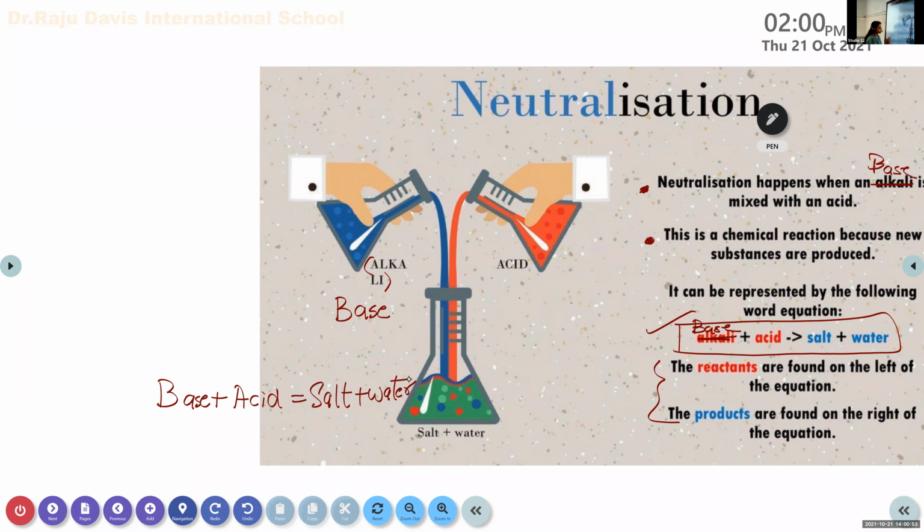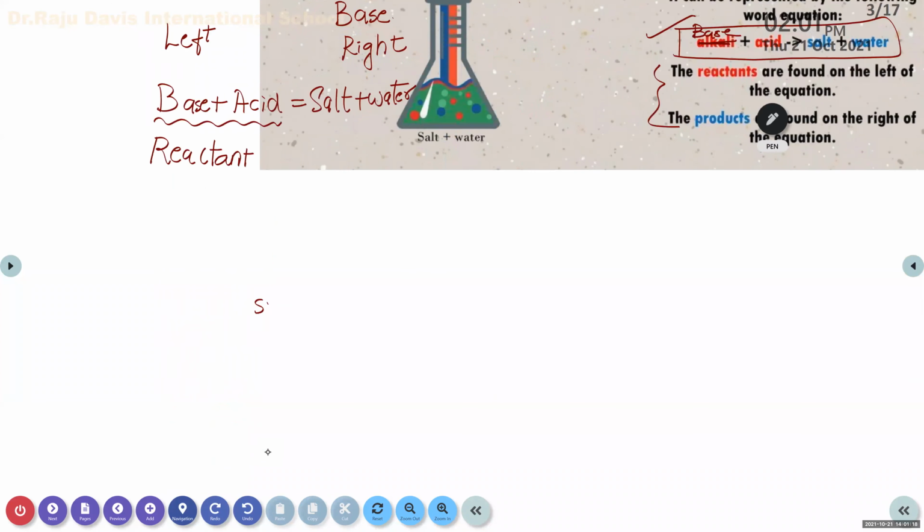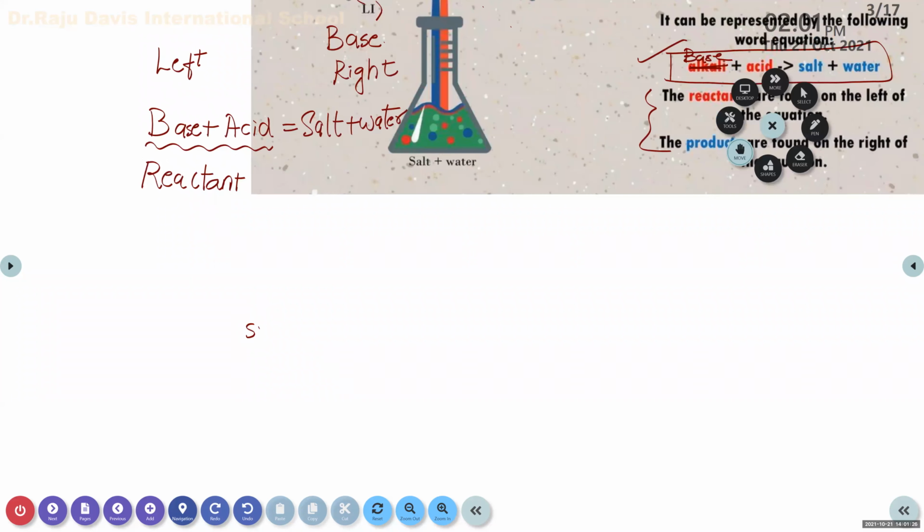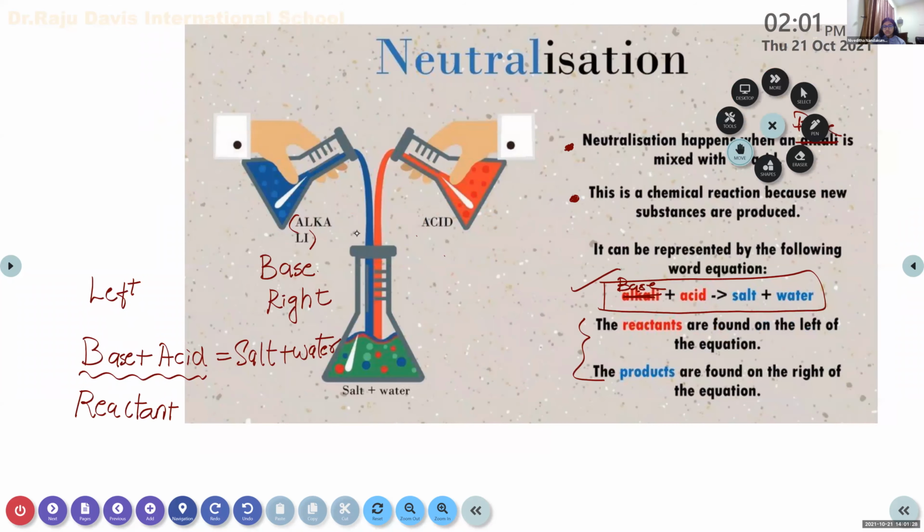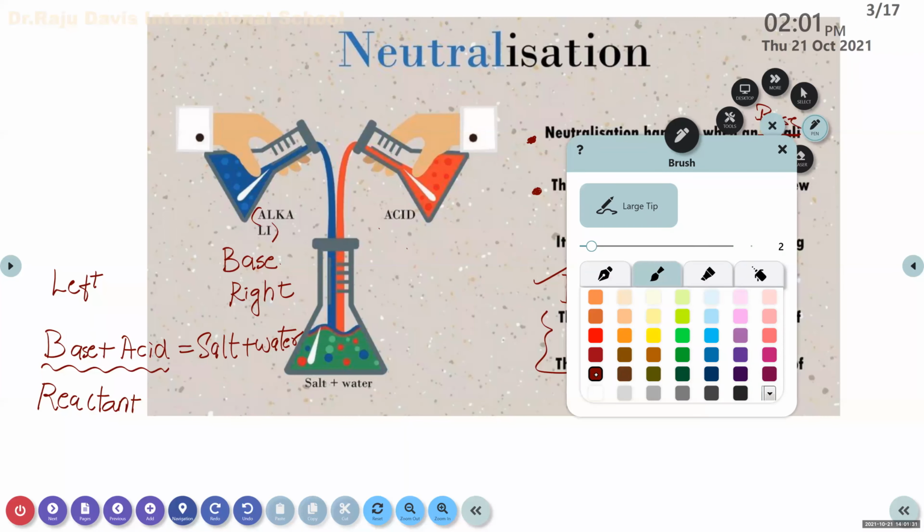So here the terms that we write on the left hand side, this is the left side and this is the right side, right? The terms that we write on the left side are known as reactants, because here base and acid react together. And here the salt and water are obtained on the right hand side. They are known as, any idea? Products. Okay. So here we have reactants and products.